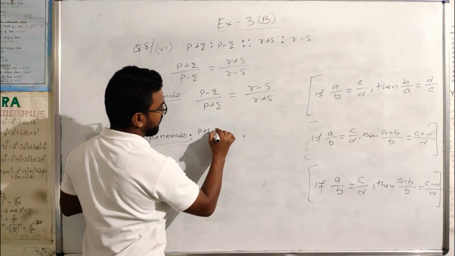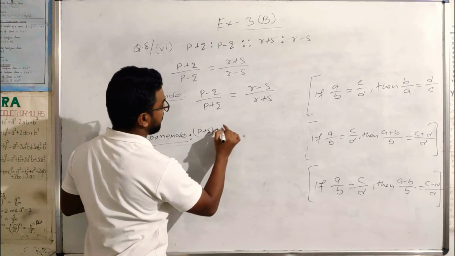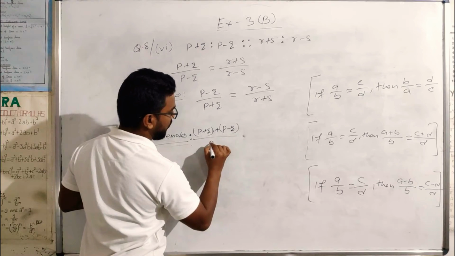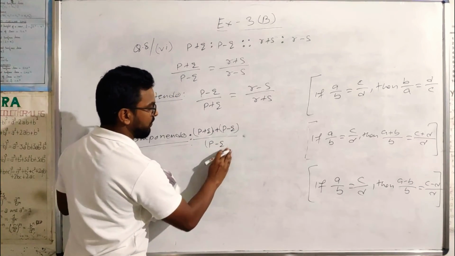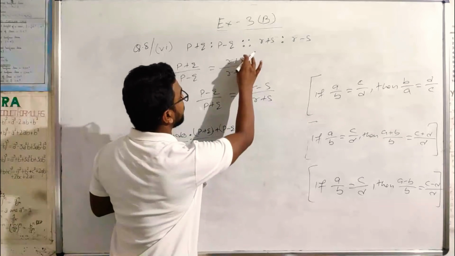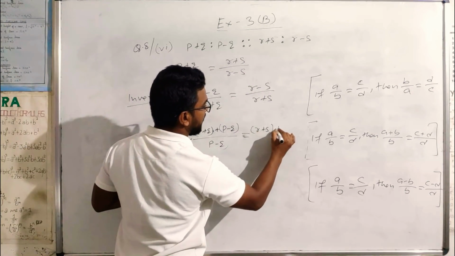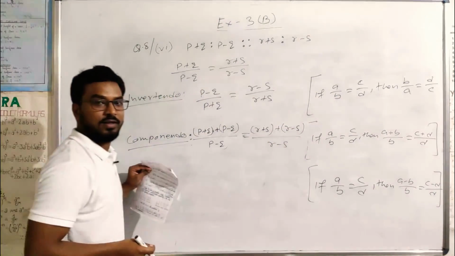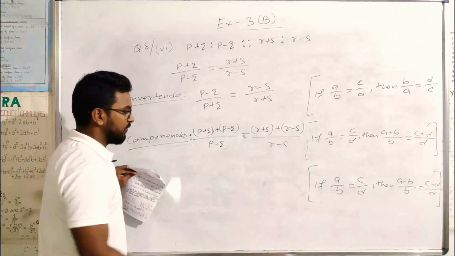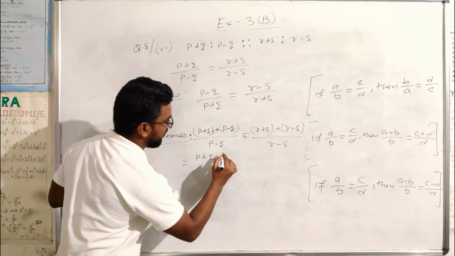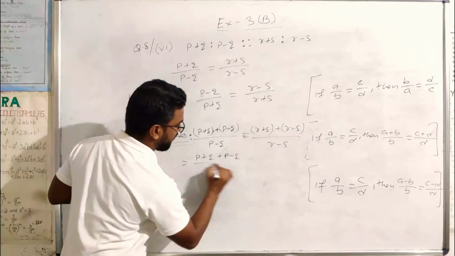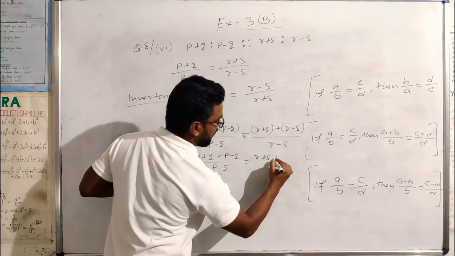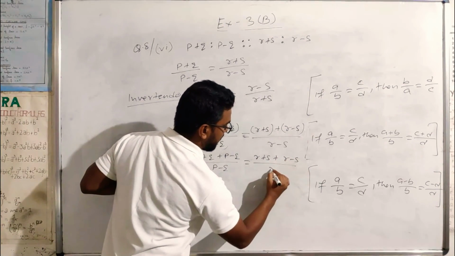If you add this one, the denominator is P minus Q, and the denominator will remain the same. I need to put a bracket here. Is proportional to the numerator R plus S plus R minus S, and the denominator will remain the same. We'll open this bracket. What will we get? P plus Q plus P minus Q by P minus Q is proportional to R plus S plus R minus S by R minus S.